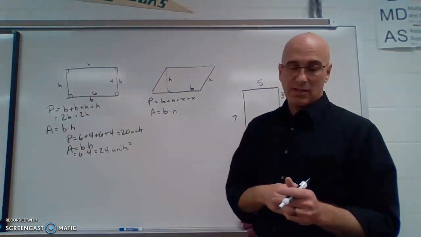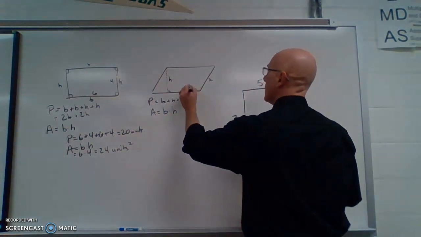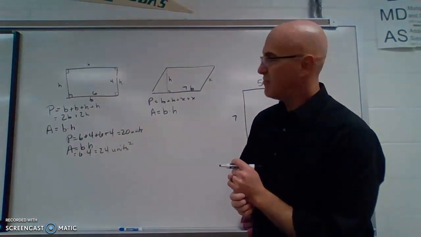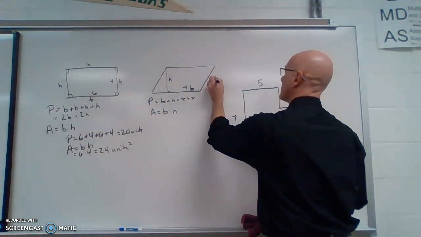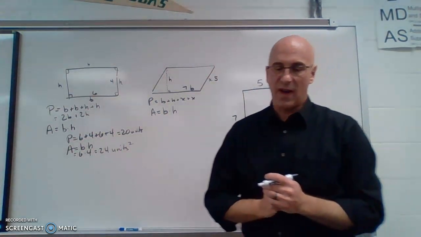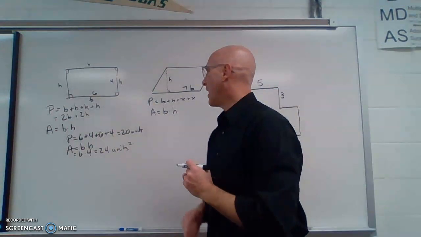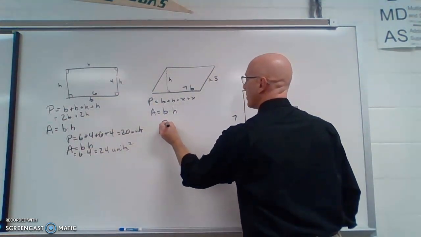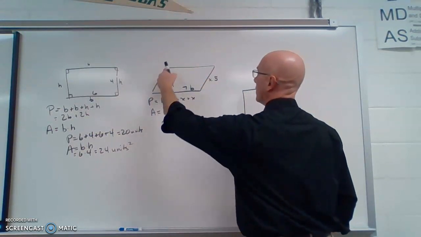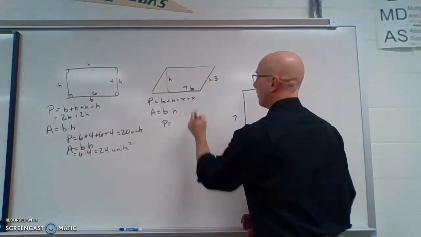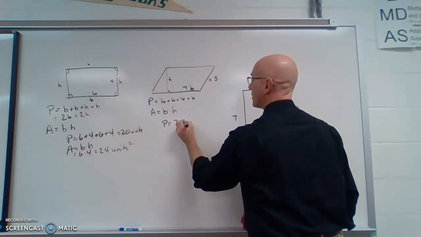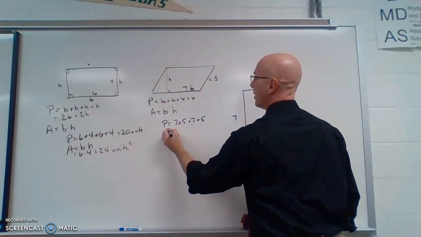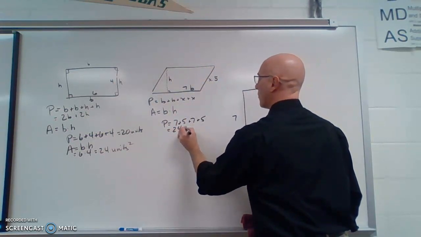So let's do a problem. Let's say that the base is 7 and this side is 5. So if we had the perimeter of this particular parallelogram, we have 7 plus 5 plus 7 plus 5. That's the distance all the way around, and that would equal 24 units.